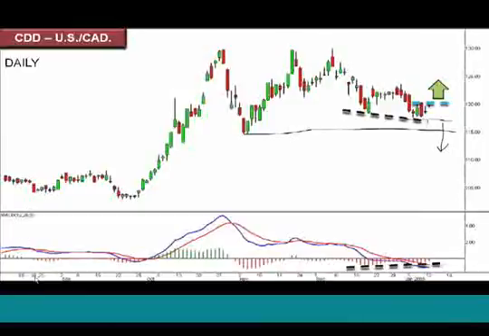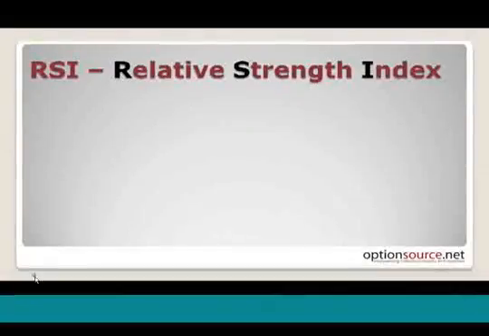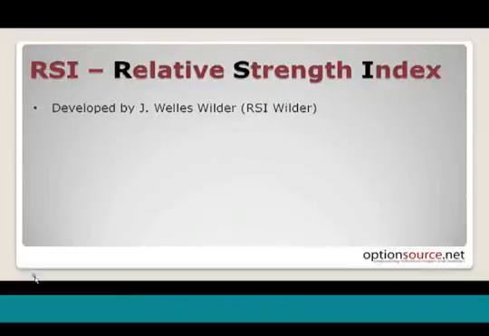All right, good stuff. So in saying that, again, we want to add a little bit more to the puzzle here. So I've got the RSI, the Relative Strength Index, here as an additional indicator. And just a little background, developed by J. Wells Wilder. So a lot of times you'll see RSI Wilder on your price charts as a choice as to which indicator you want to use. So RSI Wilder is an appropriate one to select.